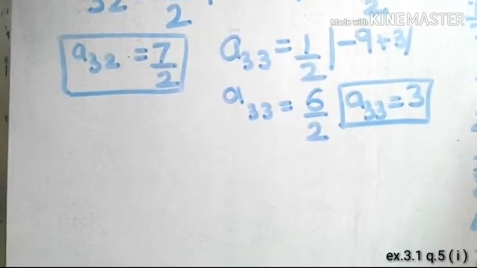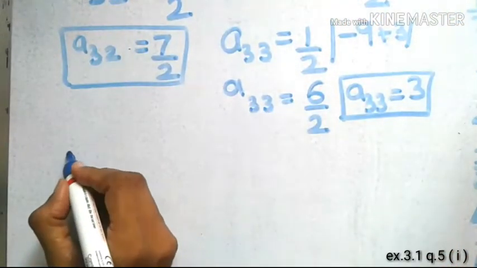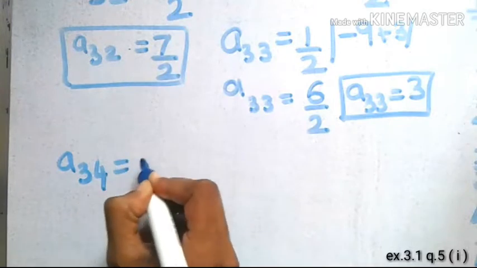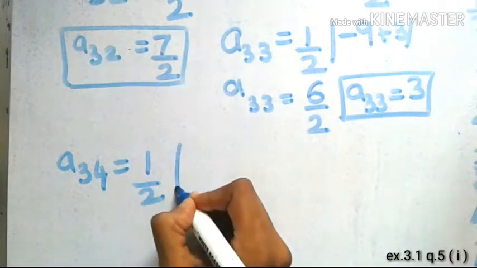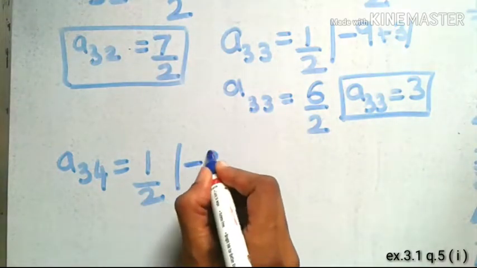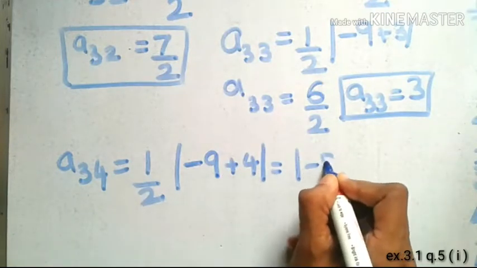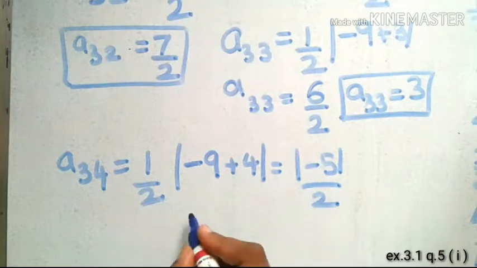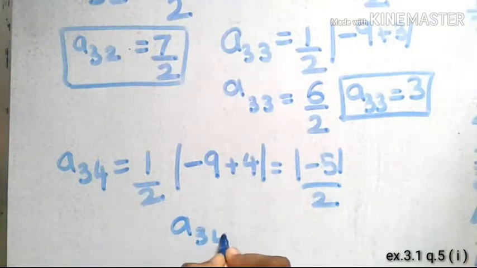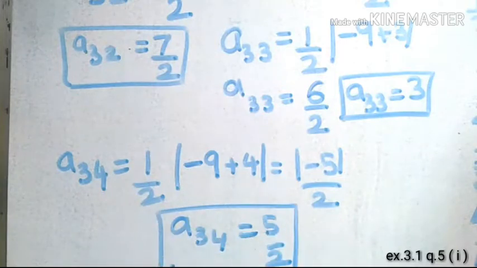Last but not the least, I have A34. A34 is half into the modulus of minus 3i, that is minus 9 plus 4, which is the modulus of minus 5 by 2. So A34 is going to be 5 by 2. Wow, that's all. We have got all the matrix elements.